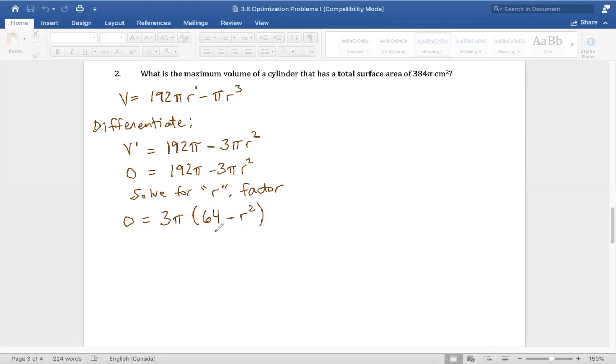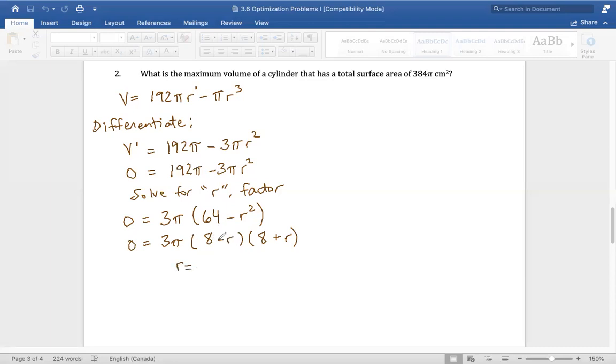Hopefully now you're seeing, right, that's a difference of squares. That's a perfect square, that's a perfect square, negative between them, so I can go one step farther. Square root of 64 is 8. The square root of r squared is r. We have one that's minus and one that's plus r. And then when it looks like this, I'm able to get what the r values would be.